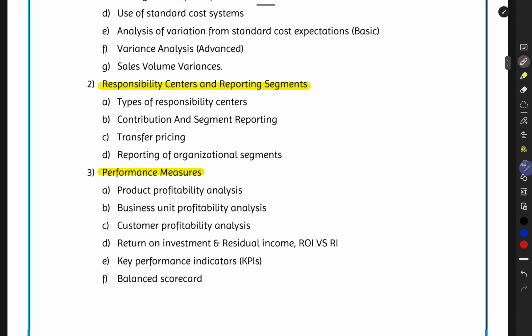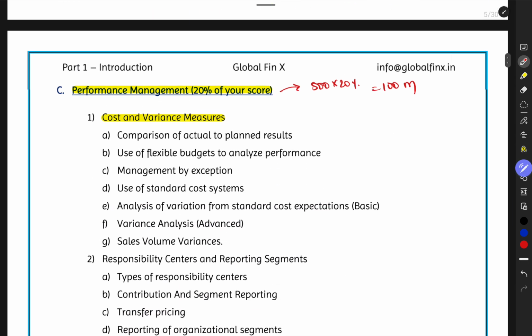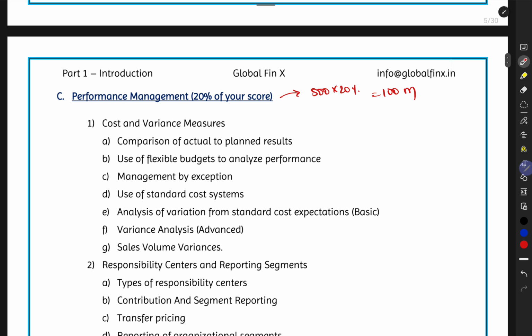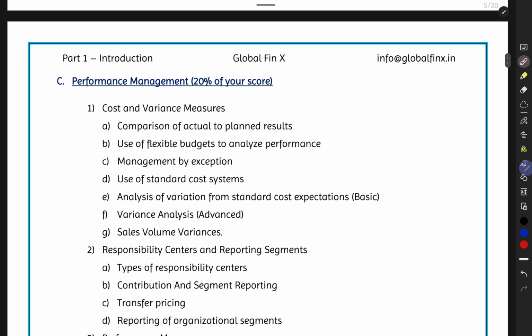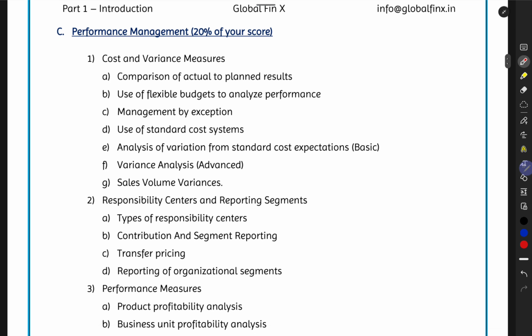All right. So I assume you guys got an understanding of what to expect from section C, what are the topics covered, and I hope you all got a basic introduction to section C of part 1.